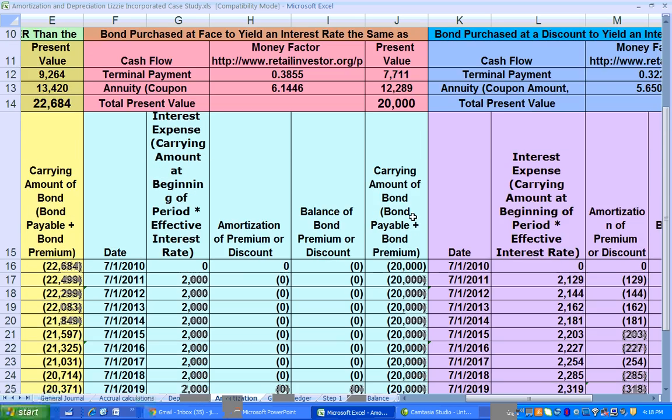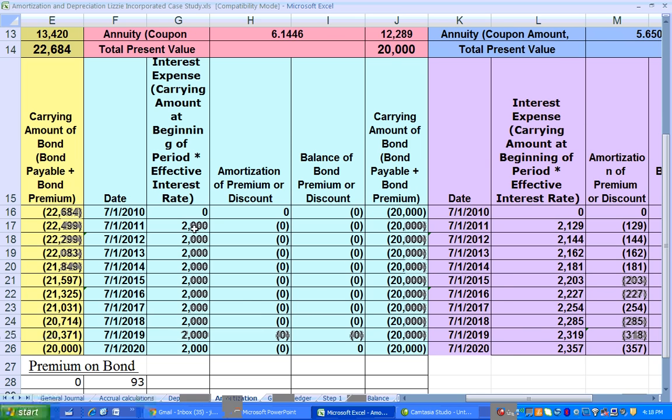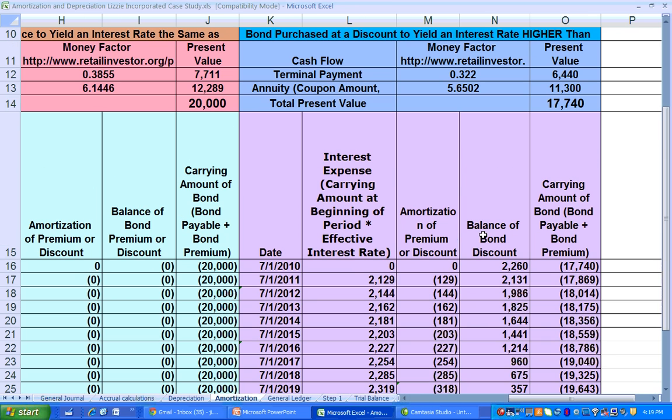And last scenario we're looking at is a case where Lizzie's IOU couldn't get any interest at its face amount of $20,000. She had to sell it for less than the face amount. She sold it for $17,740. Well, that denotes an effective interest rate of 12%. So this is with a discount. The discount, which is going to be a debit balance, is actually going to reduce the carrying amount of the bond, and that's going to have to be amortized using the effective interest method over time, over the 10-year period.